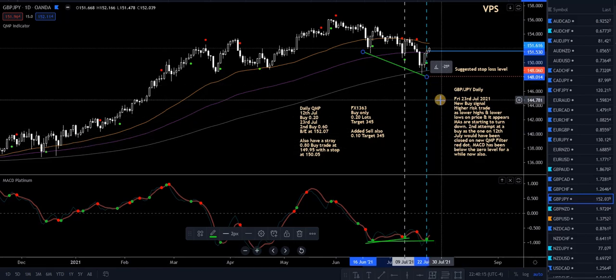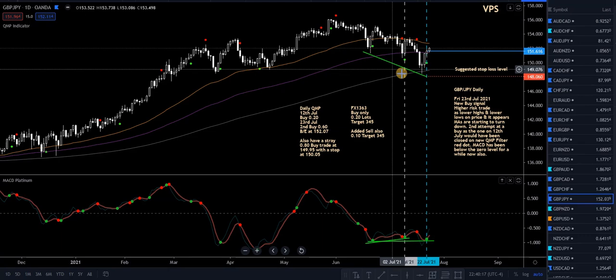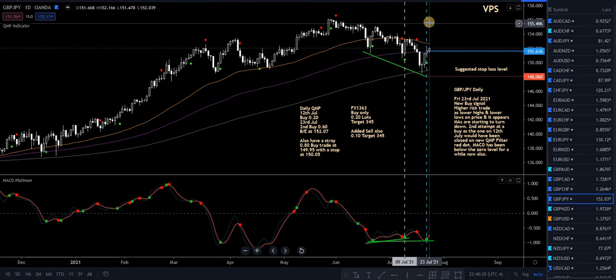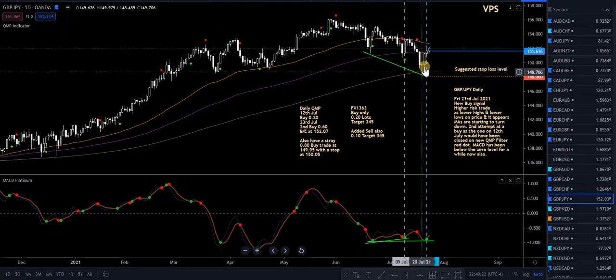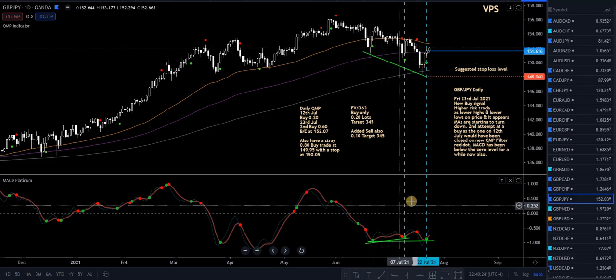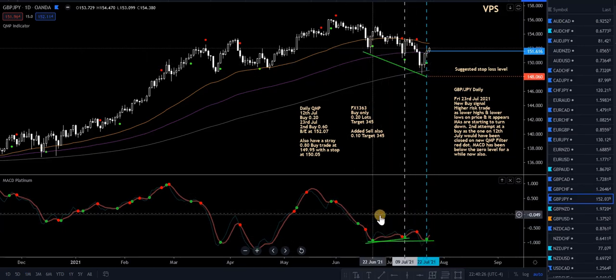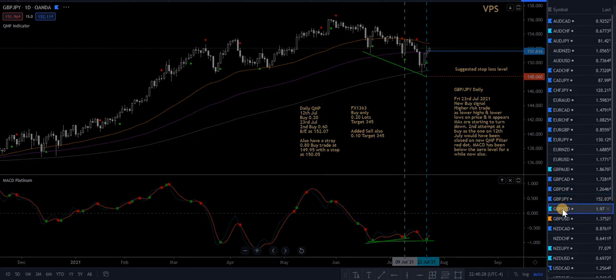So regular bullish divergence on the second attempt, and we're going up again. Again, a lot of different signals there, getting all a bit messy, bit tight. MACD platinum below the zero level. Who knows?